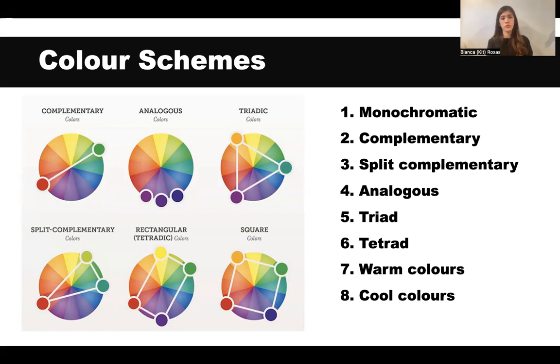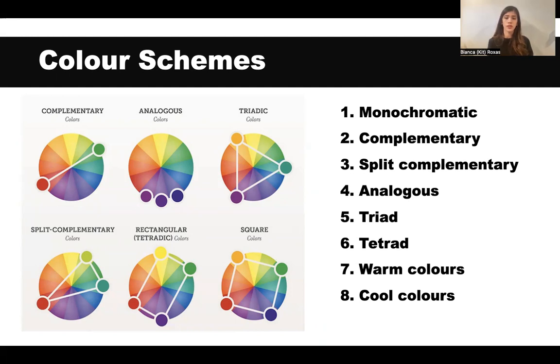So red and green, and then yellow and purple, or blue and orange. Warm colors and cool colors. These are color temperatures.